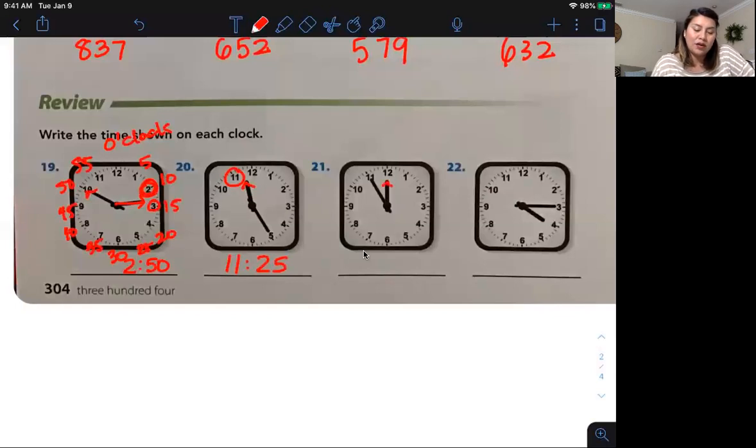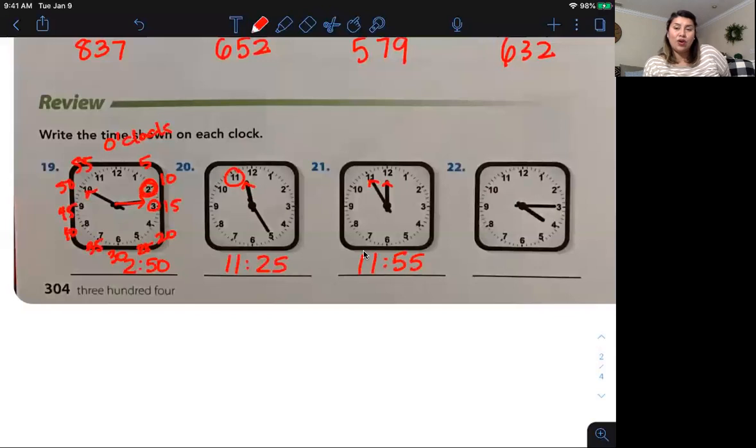Ooh. What time is it here, friends? Well, here's a little tricky because it looks like it's closer to the 12, but it's not 12 just yet. When that minute hand goes on the 12, then it's going to be 12 o'clock. So it's 5 till 12, which means it's still 11. And what's the minutes? 5, 10, 15, 20, 25, 30, 35, 40, 45, 50, 55. 11:55. Good job. And the last one.